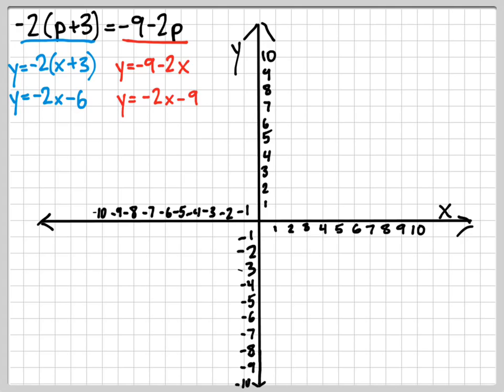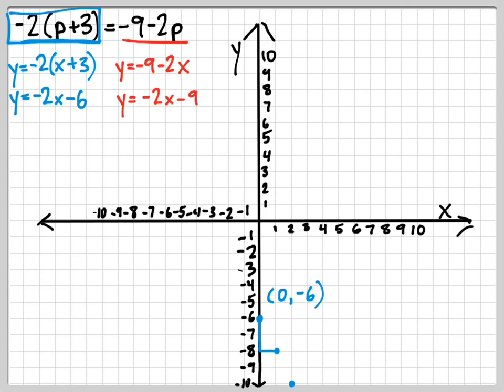I'm going to start by graphing my left side. The left side, I've got the line y equals negative 2x minus 6 to represent this idea on the left side. Here's a line that's got a y-intercept at 0, negative 6, and then it has a slope of negative 2. A slope of negative 2 means this line goes down 2 over 1, down 2, over 1, etc.